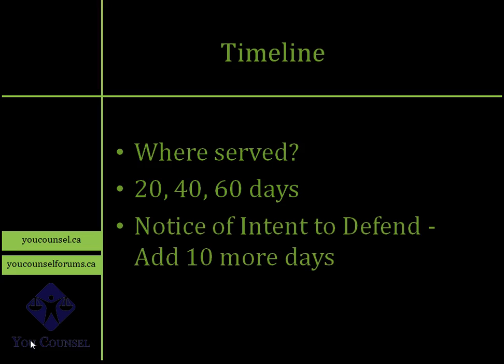Now, one more thing you want to keep in mind is that there is a form available online, Rules of Civil Procedure form called Notice of Intent to Defend. If you fill out that form, serve it on the opposing side, the plaintiff, and file it with the court with the proper fees, then it adds 10 more days to your time of filing of defense. So if it's 20 days, that becomes 30 days, 40 becomes 50, and 60 becomes 70 days. You can get 10 additional days if you file notice of intent, but you must file it within the time period. So if you had received 20 days within Ontario, then within 20 days you have to serve and file notice of intent to defend in order to get another 10 days.